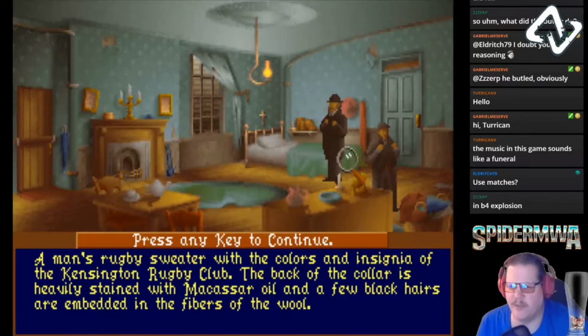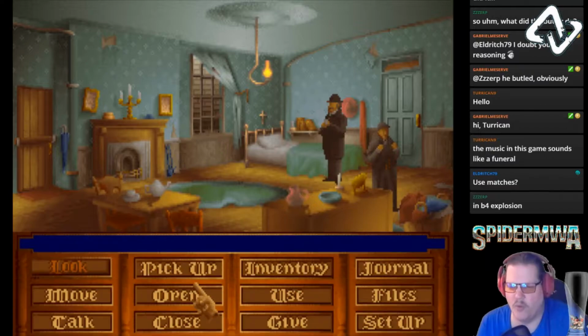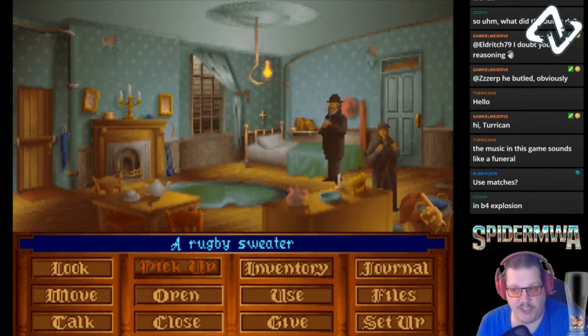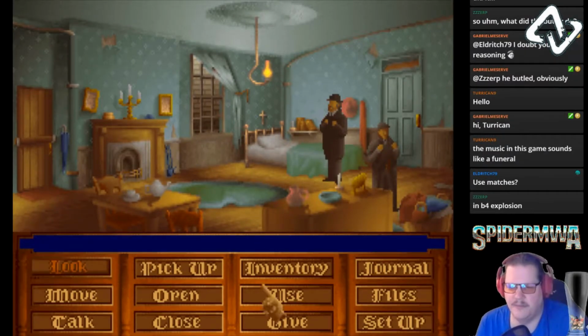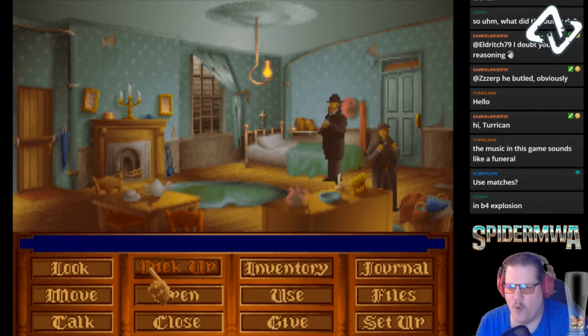A man's rugby sweater with the colours and insignia of a Kensington Rugby Club. The back of the collar is heavily stained with the macassar oil and a few black hairs are embedded in the fibers of the wool. Hey, those are the same stain and hair that we saw on the door. So no need to pick up the hairs and the oil, apparently.